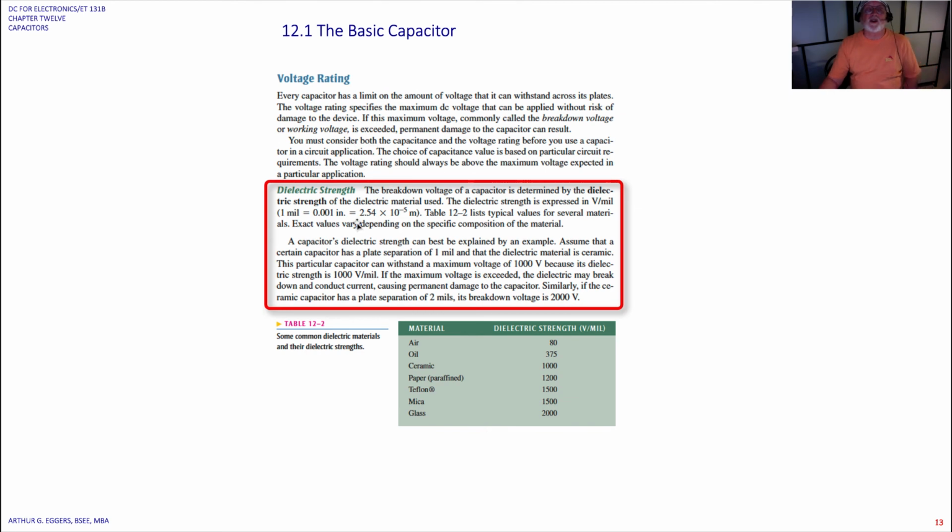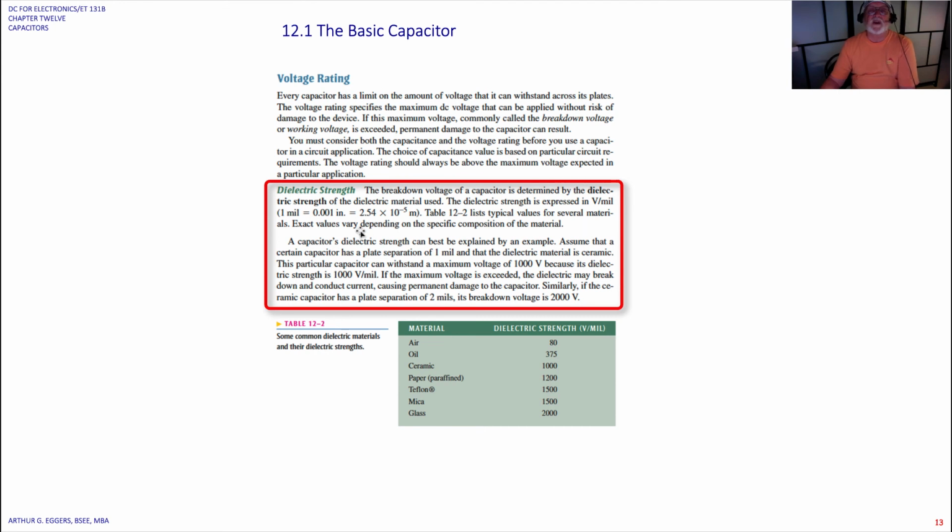So what determines this? Well, something called the dielectric strength determines that. The breakdown voltage of a capacitor is determined by the dielectric strength of the dielectric material used. Again, we don't want current flowing through the dielectric. The dielectric strength is expressed in volts per mil. 1 mil is equal to 0.001 inch, which equals 2.54 times 10 to the minus 5th meters. Okay, write that down in your notebook. Keep track of that. Table 2-12 then lists typical values for several materials.